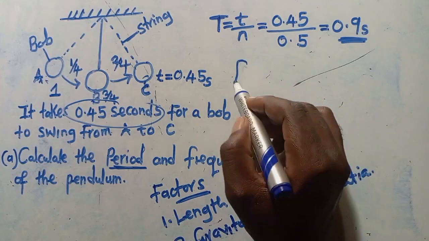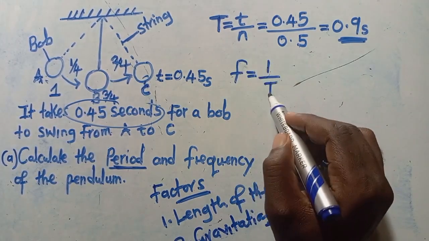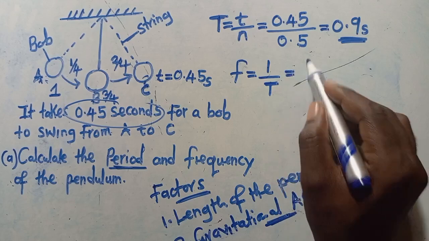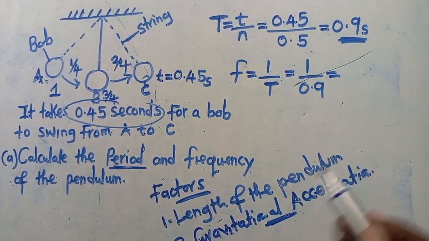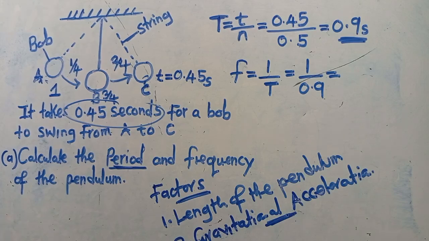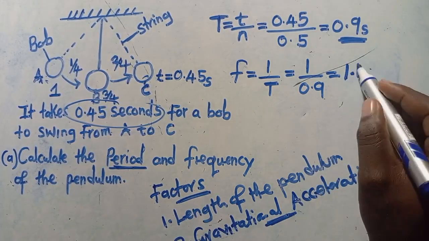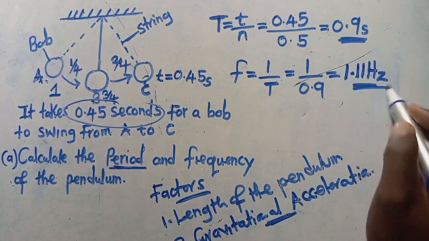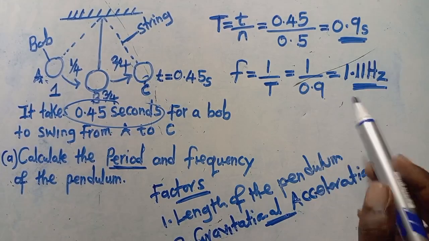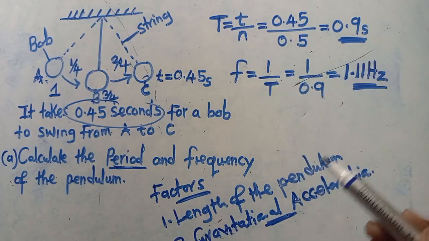We now go to the frequency. Frequency is equal to 1 over period, which is just the same as 1 over 0.9. When you divide 1 by 0.9, you are going to get 1.1111. So you can say 1.11, and the units are hertz. So this is the answer. This is how we calculate the period of a pendulum and the frequency of a pendulum.